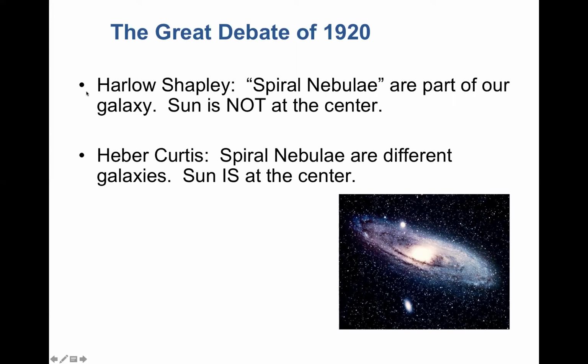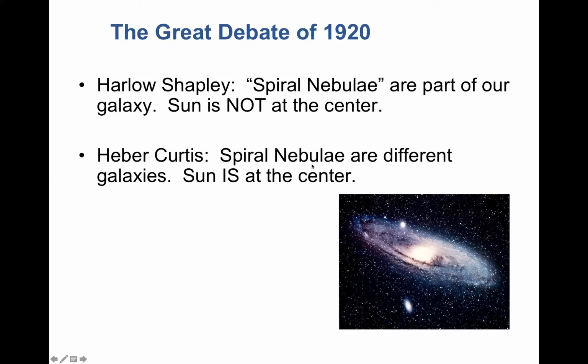distances to globular clusters could be measured and found that we were not, in fact, at the center of our own galaxy. He was right about that. He was wrong about this. Again, we had no way to measure the distances to these things. He thought that these were objects within our own galaxy and that the Milky Way galaxy was the universe and there wasn't anything bigger than it.